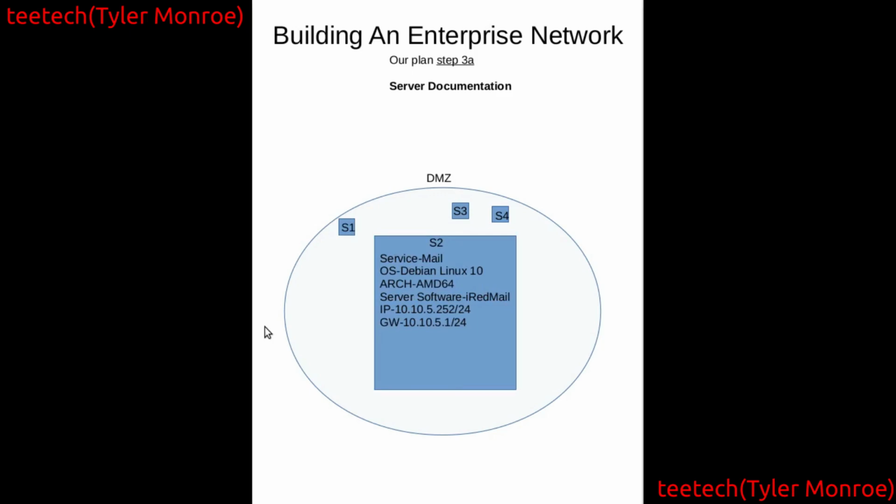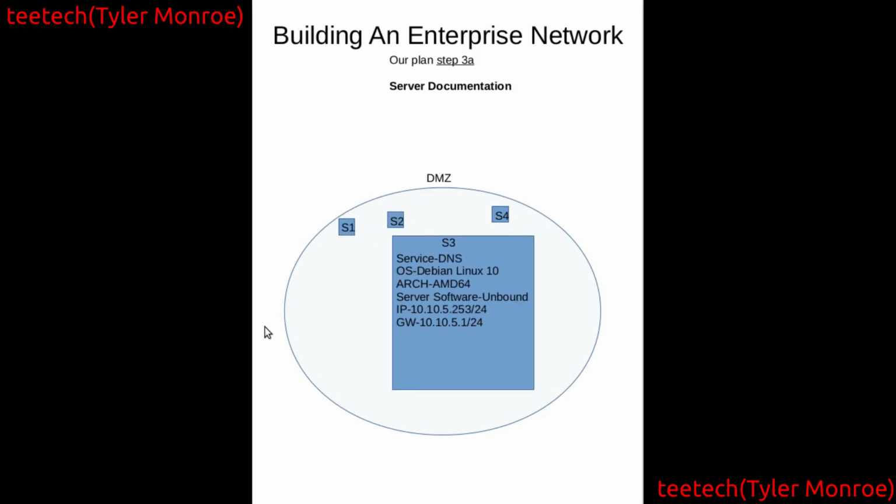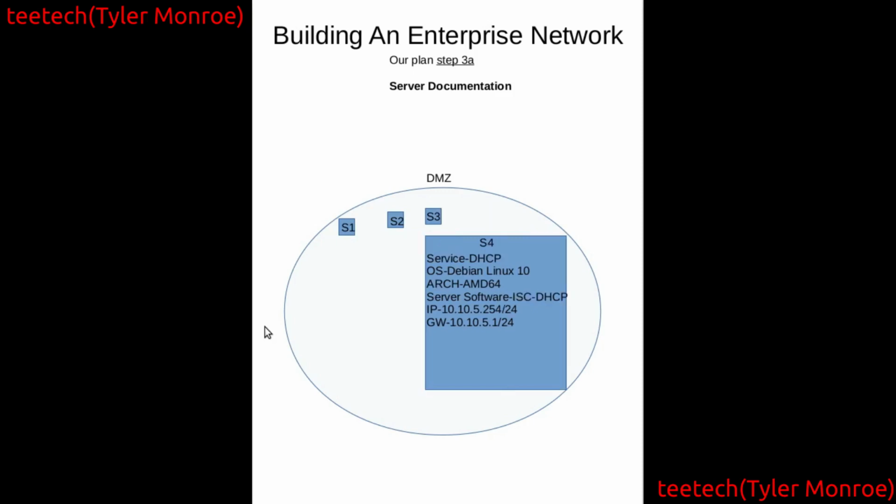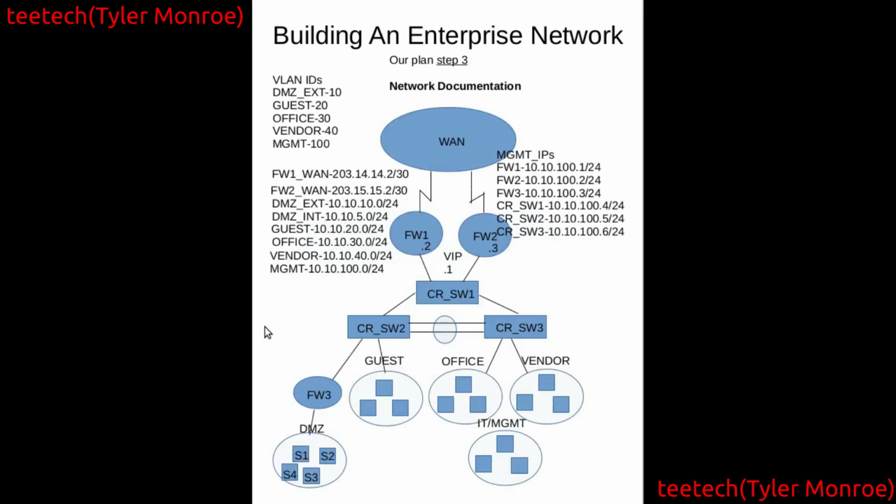Server 2, same thing, but it's a mail server, and everything is the same except it is using iRedMail for the SMTP and IMAP services, and the IP address. Do see the last octet of that IP is the same as server 2, it's 252, so it's easier to keep track of. Server 3 is our DNS, and likewise its config, and server 4. Now, server 4 doesn't actually have to be in the DMZ. It can be, but it's not necessary. We could also put that in the office.